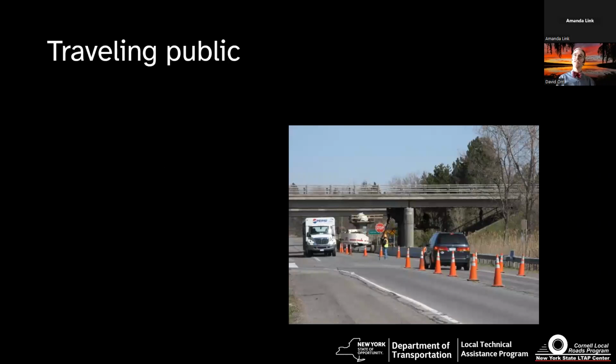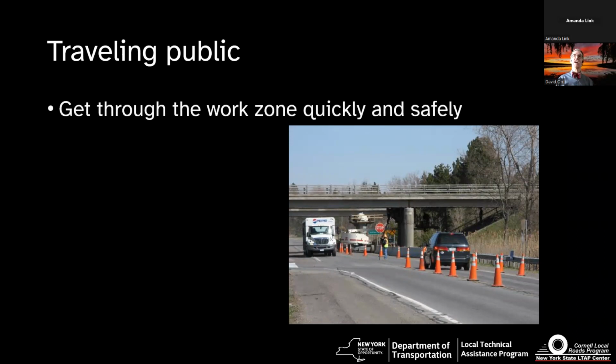The traveling public, what's their primary goal? Well, they got one goal: get through that work zone quickly. Now, we want them to get through it safely. They're not always thinking that, but they want to get through quickly, and really, they got to get through it safely. If they get into a crash, if they have an incident, they're not going to get through it quickly. So the real purpose for the public is get through quickly and safely.